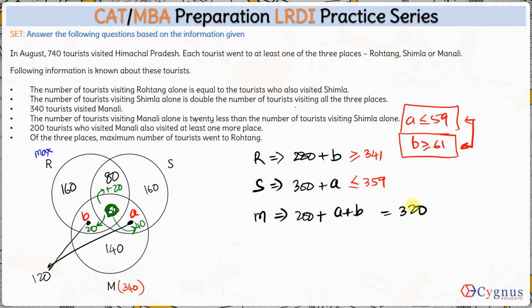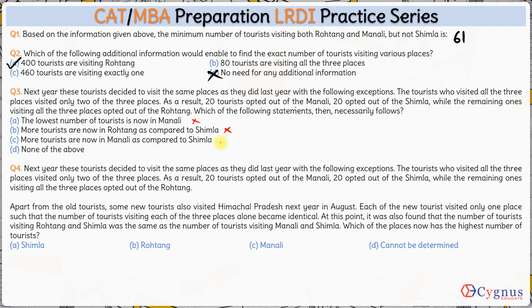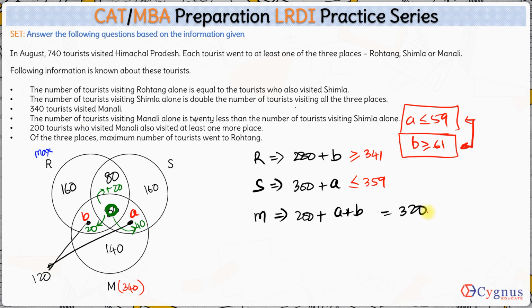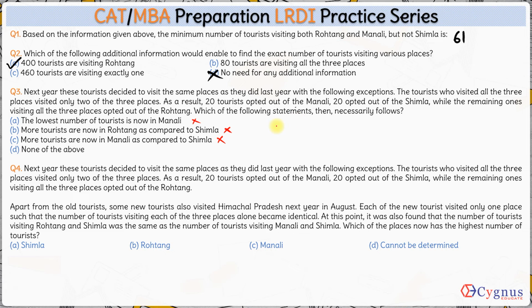We have already seen this may be true, but if A is equal to 59, more tourists will be in Shimla, and hence option 3 also cannot be always true. More tourists are now in Shimla, now in Manali, right? This may not always be true. If A is 59, then more tourists would be in Shimla instead of Manali. So even the third option is not correct. That means the correct answer here is option D, none of the above.